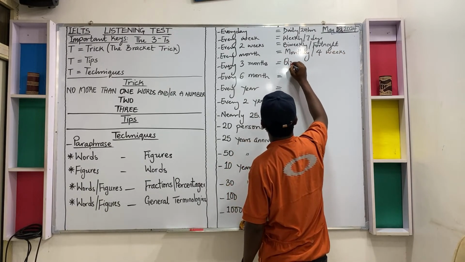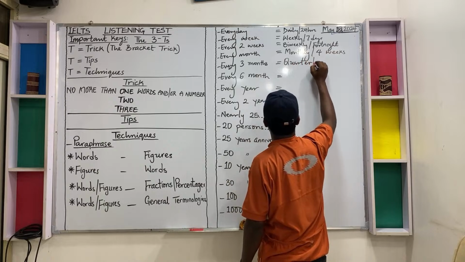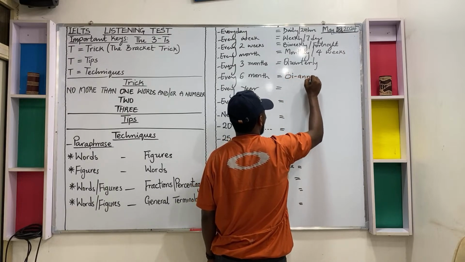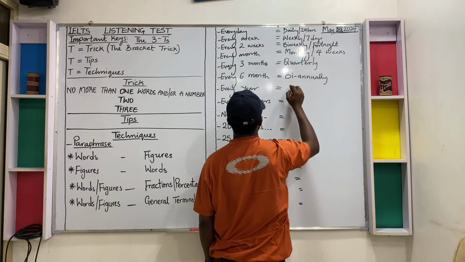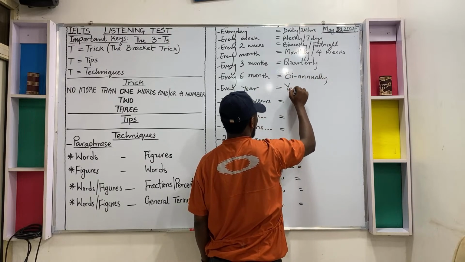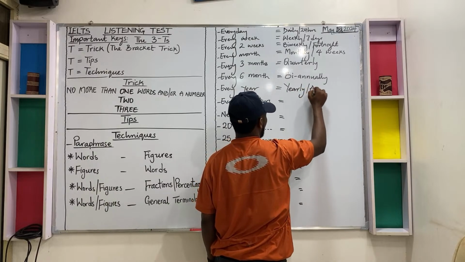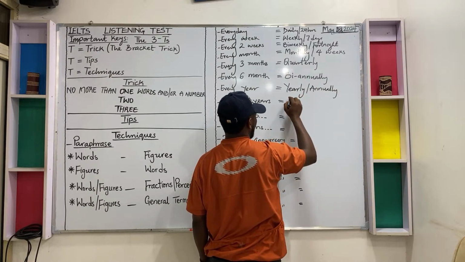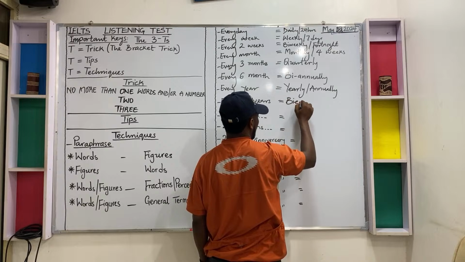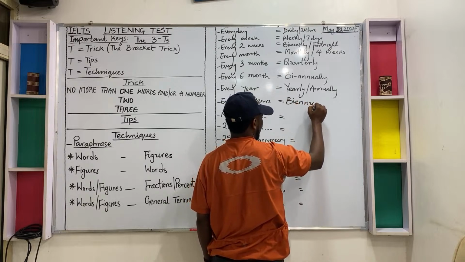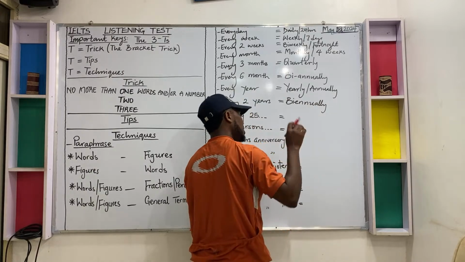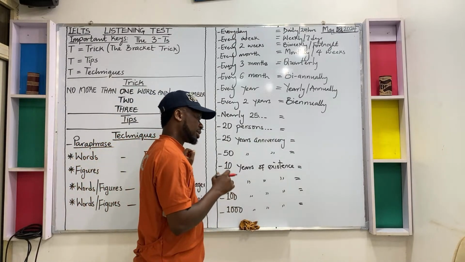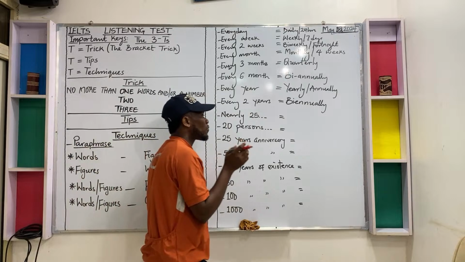Every 3 months? Quarterly. Every 6 months? Half yearly. Every year? Yearly, or annually. Every 2 years? Biennially, or biannually. What of perennially? That's 3 years or more, 3 and above.